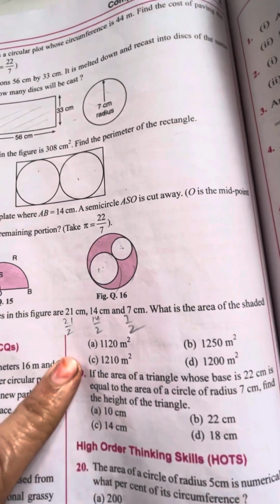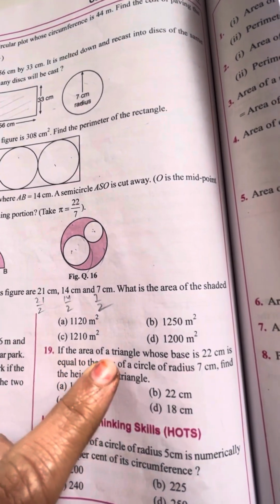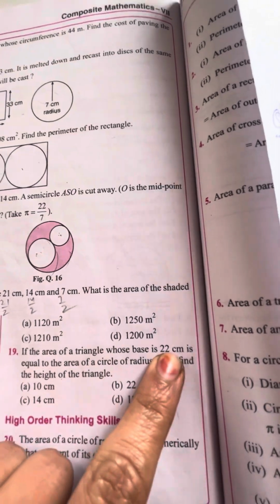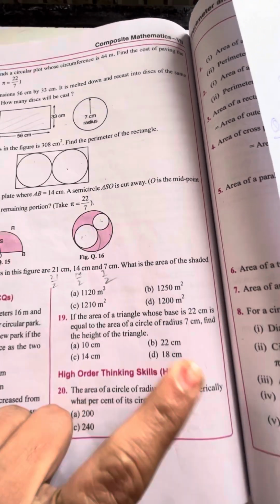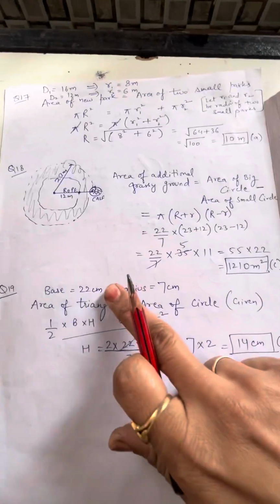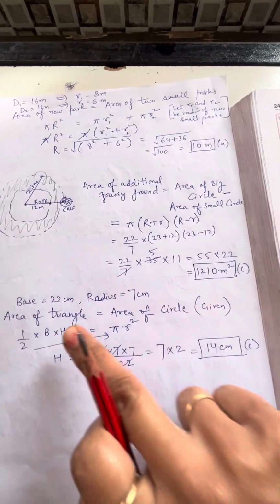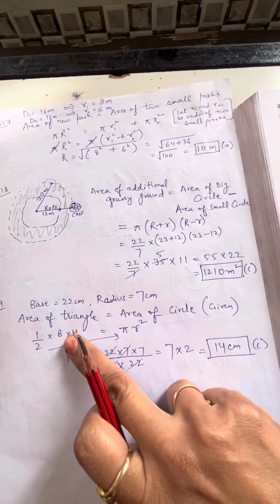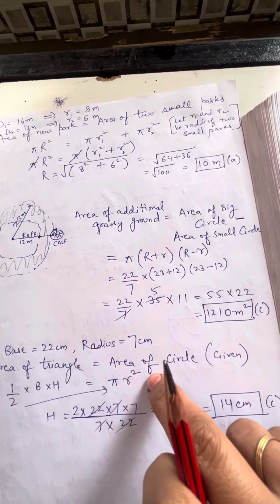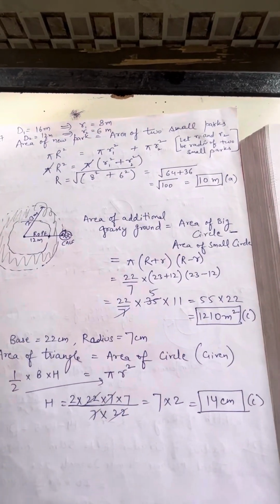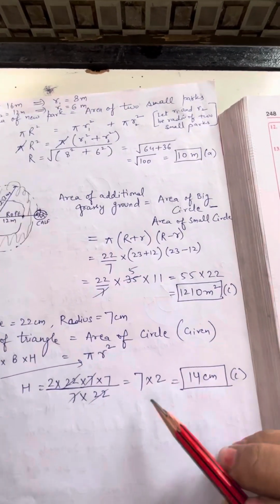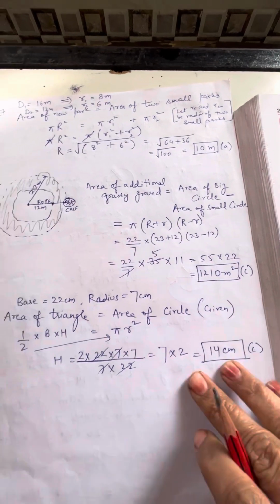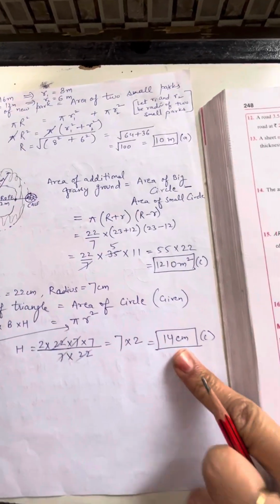For question number 19, the area of the triangle whose base is given is equal to the area of the circle. So it is a simple question, as completely given in the question. Area of triangle is equal to area of circle. Area of triangle is half base into height. We have the base, so put that value. Area of circle is pi r square, radius is given. After putting all the values, we will get the height of the triangle. Height of the triangle is 14 centimeter, and that is our option number C.